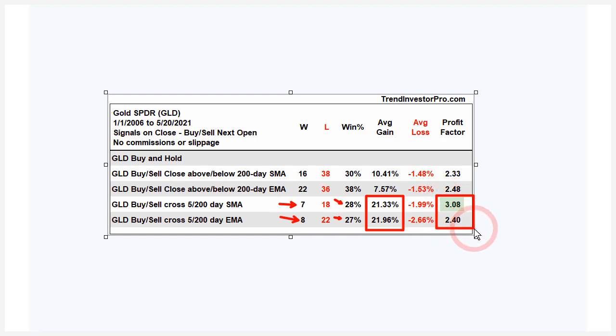And then we look at the profit factor. For the buy-sell cross, when the 5 crosses above the 200-day SMA, you got a profit factor above 3. So given that high profit factor, I would say that this is probably the better of the two strategies.